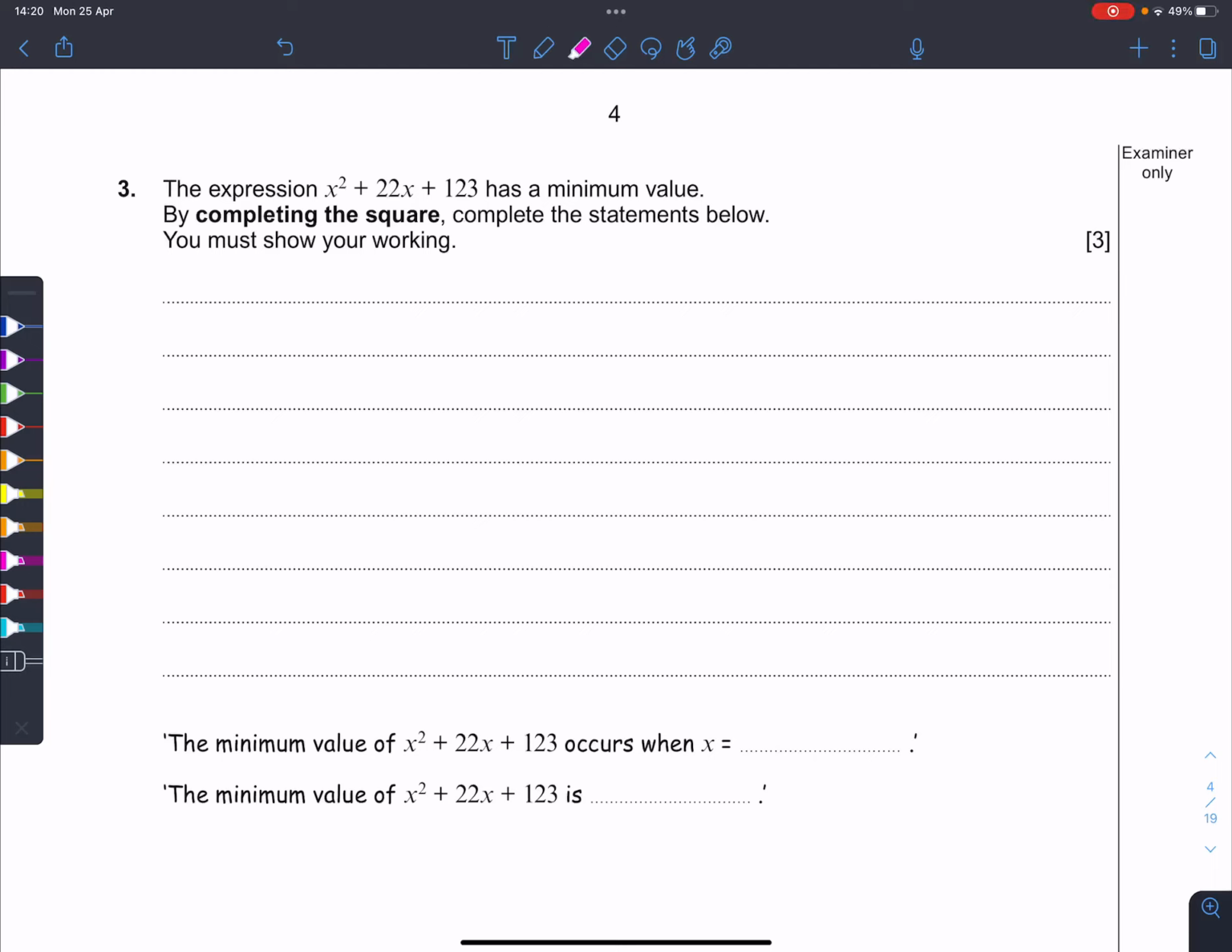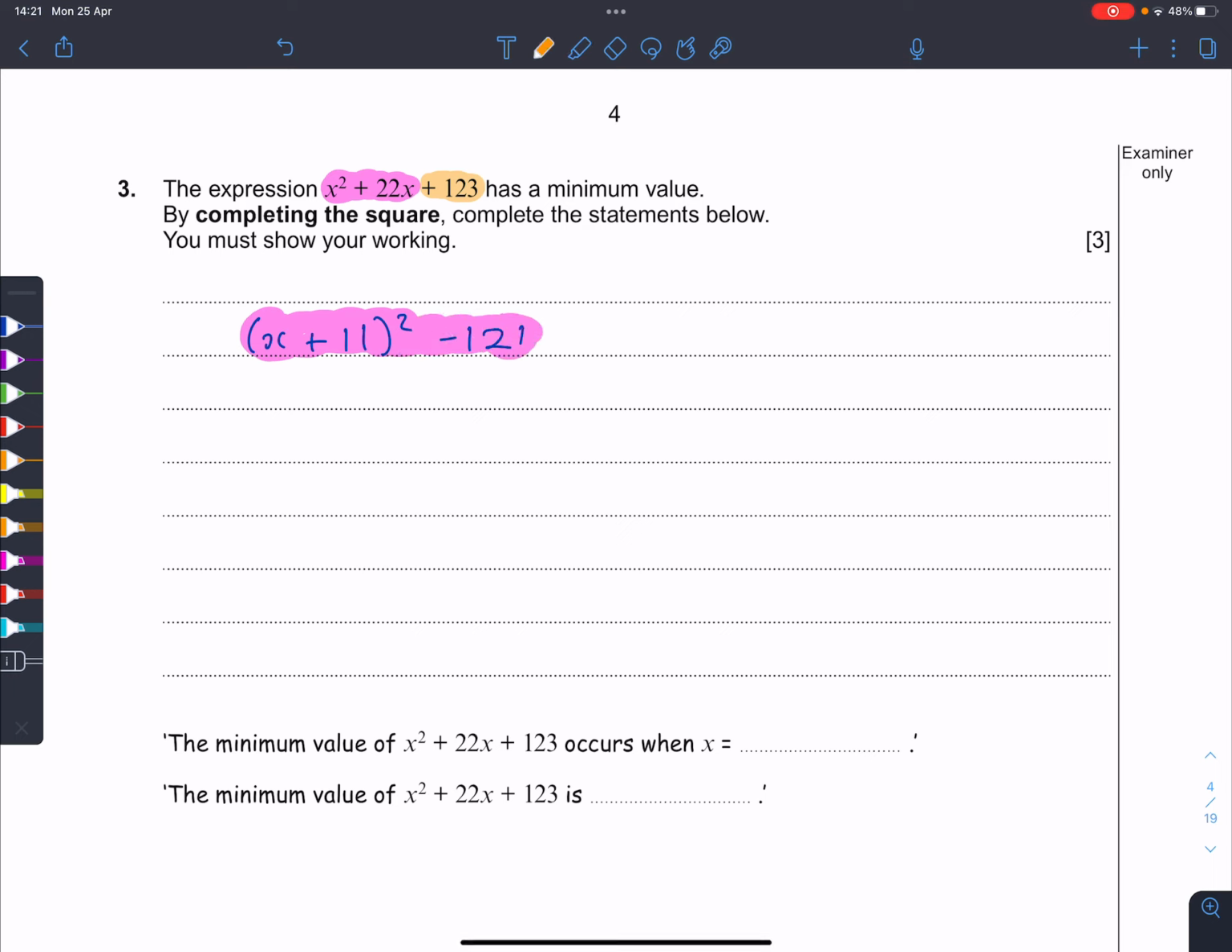Okay, so when I want to complete the square, I take the first two terms, I complete the square on the first two terms, and the plus 123 is a separate entity. So if I complete the square on the first two terms, then x squared plus 22x becomes (x plus 11) all squared, and I'm going to take off the square of this term, so take off 121. So that would be what I'd get if I completed the square on the first two terms.